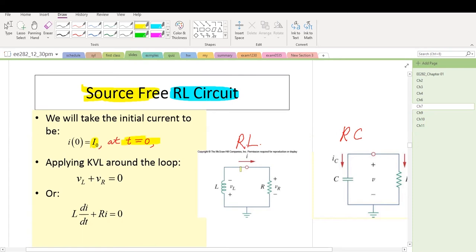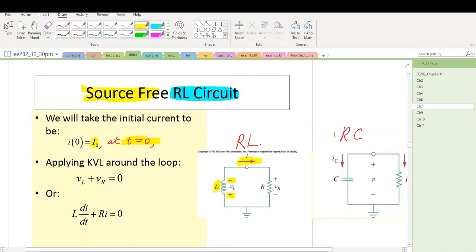If we look at an RL circuit, so this is an RL circuit, and this is source-free because there's no independent source applied to this circuit. And pay attention to the direction of current I and the sign of voltage along the inductor because they follow the passive sign convention here.